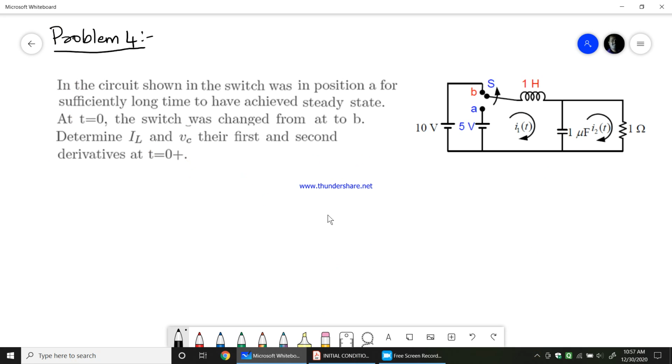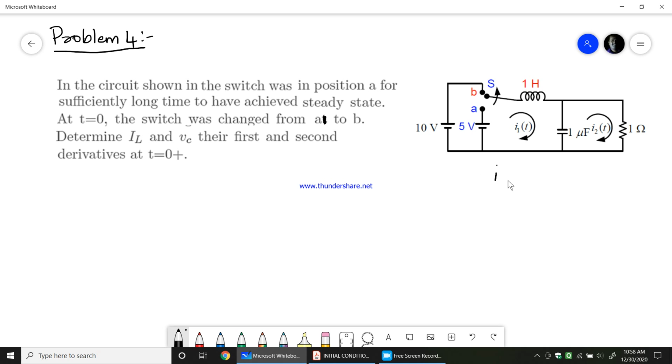Now, okay, let us look into problem 4. In the circuit shown in the figure, the switch was in position A for a sufficiently long time to have achieved steady state at t equals 0. Now at t equals 0, the switch was changed from A to B. Determine iL and VC, their first and second derivatives at t equals 0.